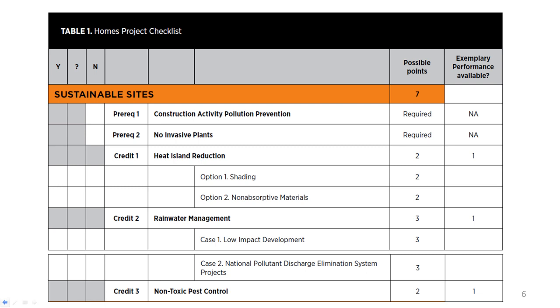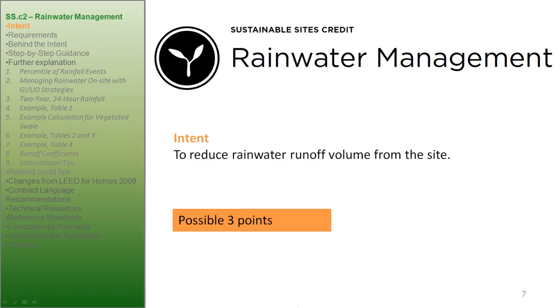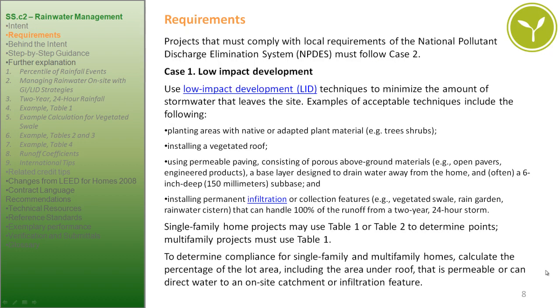It has 2 cases. Case 1 is the Low Impact Development and Case 2 is the National Pollutant Discharge Elimination System projects. Rainwater management intends to reduce rainwater runoff volume from the site. It is possible for 3 points. Requirements: projects that must comply with local requirements of the National Pollutant Discharge Elimination System, or NPDES, must follow Case number 2.